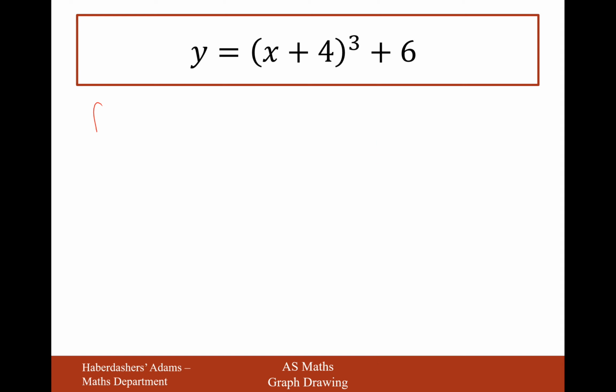Okay, new question. So let's consider what the parent function is going to be. The parent function is going to be x cubed. And what are the transformations going to be? It's going to be x plus 4 inside the bracket and then plus 6 outside the bracket. This is going to mean it's going to move left by 4, and this means here it's going to move up by 6.